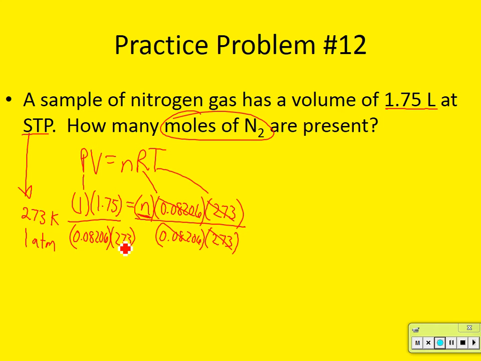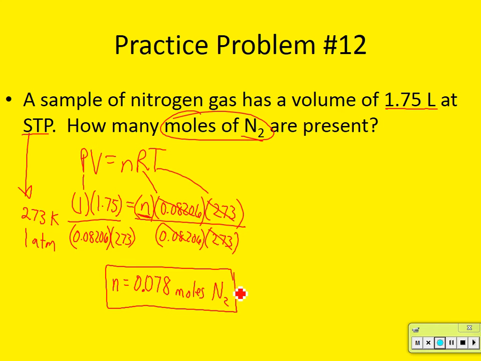Let's see what we get. So I'm getting that the number of moles is equal to 0.078. Raise your hand if you got that. Good job. And n stands for what? Moles. So when we write the units, I want you to put moles. And what gas were we talking about? Nitrogen, N2. Now that's one way to solve it.